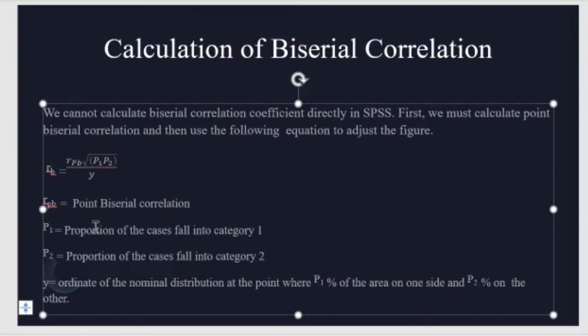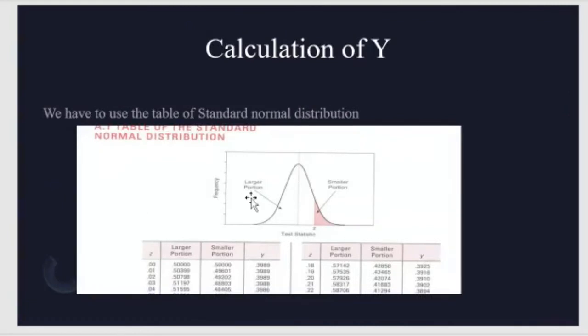P1 means the proportion of cases that fall into category 1. Maybe the first category is pass and the second category is fail. So P1 is the proportion of cases in category 1, and P2 is the proportion of cases in category 2. Y means the ordinate where we divide the two. We get the value of Y from any book: in the appendix you'll find a table for the standard normal distribution. This is the Y ordinate.